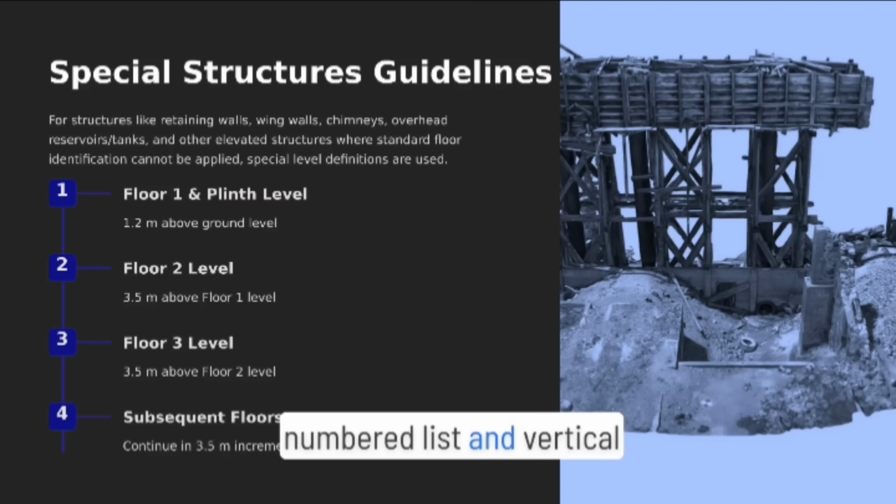Notice the numbered list and vertical timeline that detail ascending measurements, including the 1.2 meter baseline and subsequent increments of 3.5 meters. These guidelines ensure that unique structural elements receive appropriate consideration and accurate measurement in accordance with CPWD specifications. They guide effective project execution indeed.